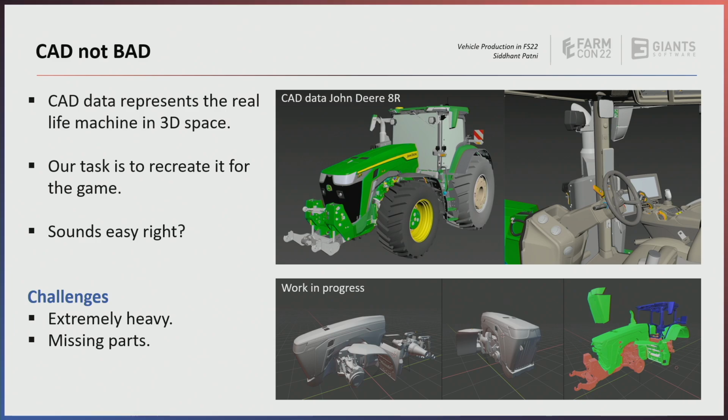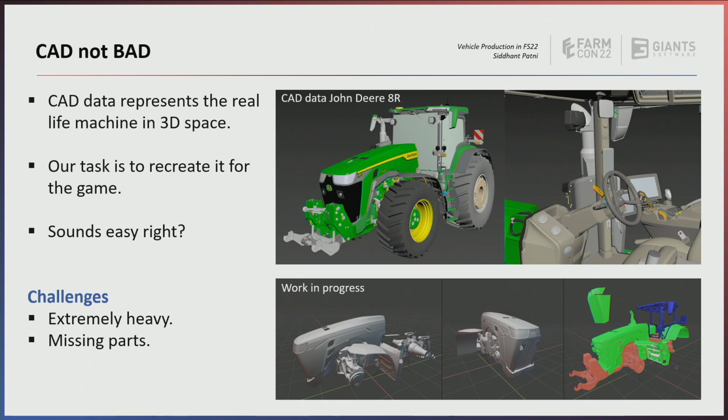When we start with creation of a game asset, the most important part for us is to have accurate references of real-life machines. We, as artists, love manufacturers who could provide us with accurate CAD data, like John Deere. CAD references are a representation of real-life machine into 3D space. It is often the most complete form of references that we can get to start with our creation journey.